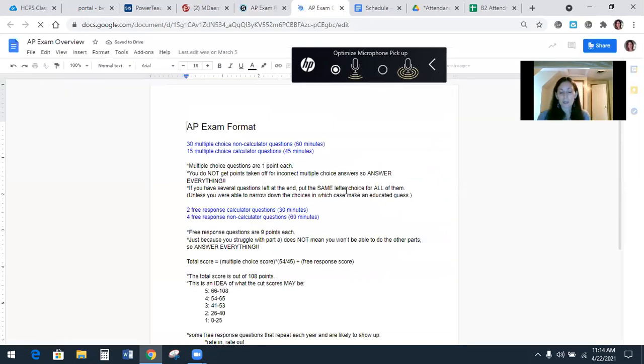All right, here's the AP exam format. What they have said is that it's going to be the same this year except online. Now, except for the calculator, non-calculator stuff, they can't take a calculator away from you at home. But what they've said is they're going to design the problems such that if you're not supposed to use a calculator, it won't help you anyway.